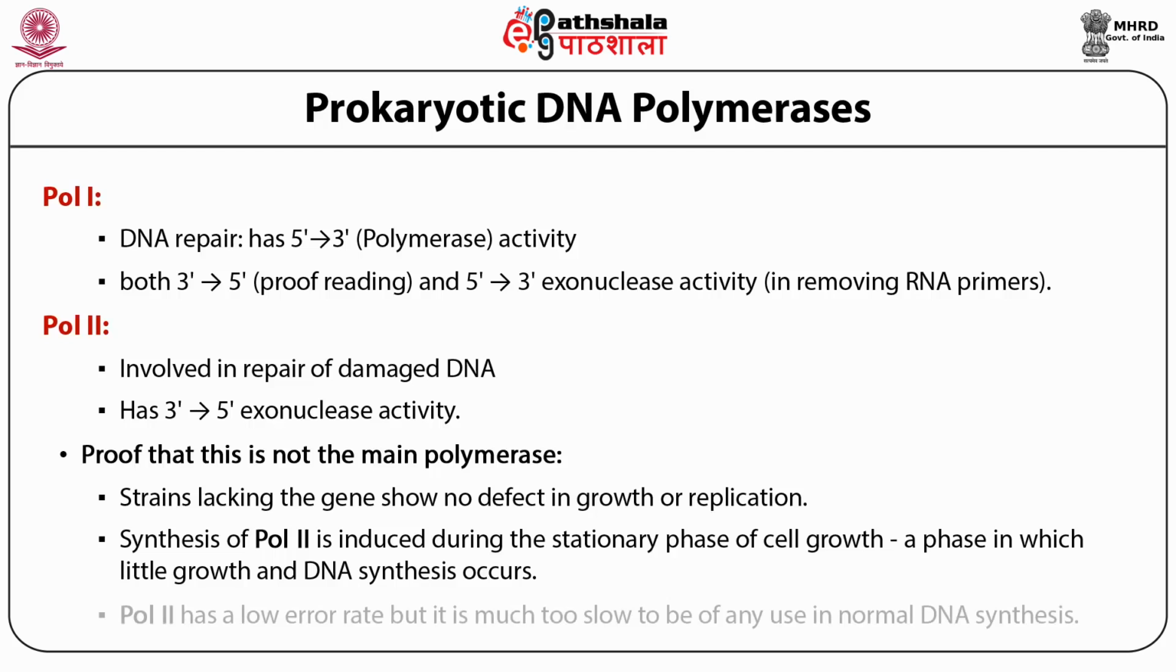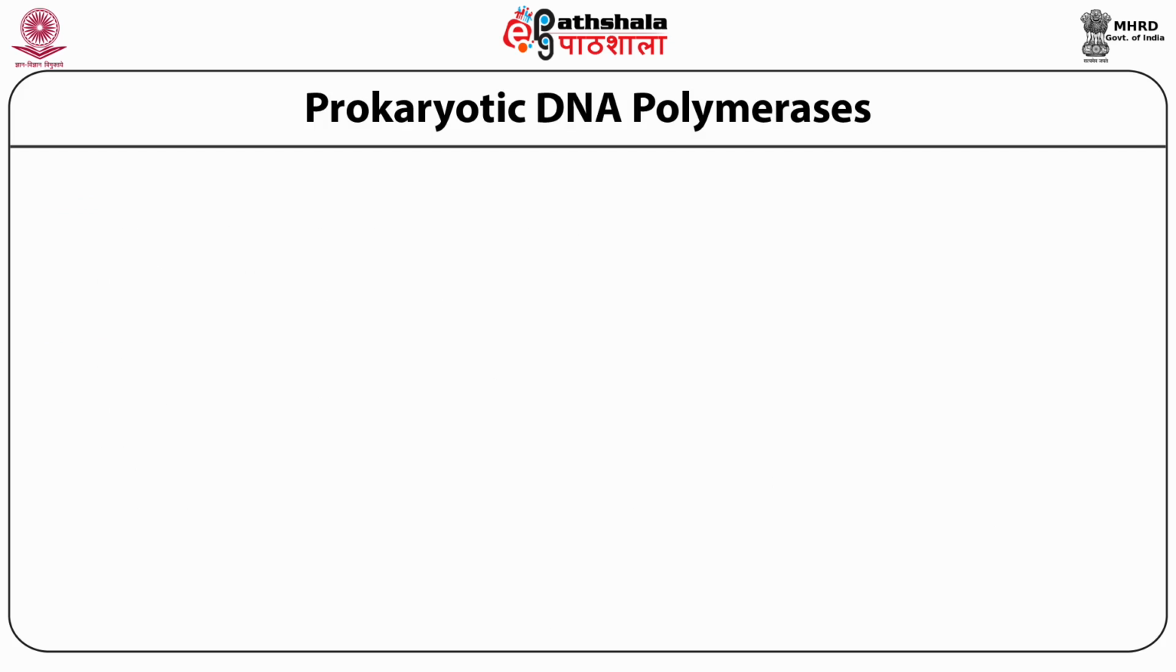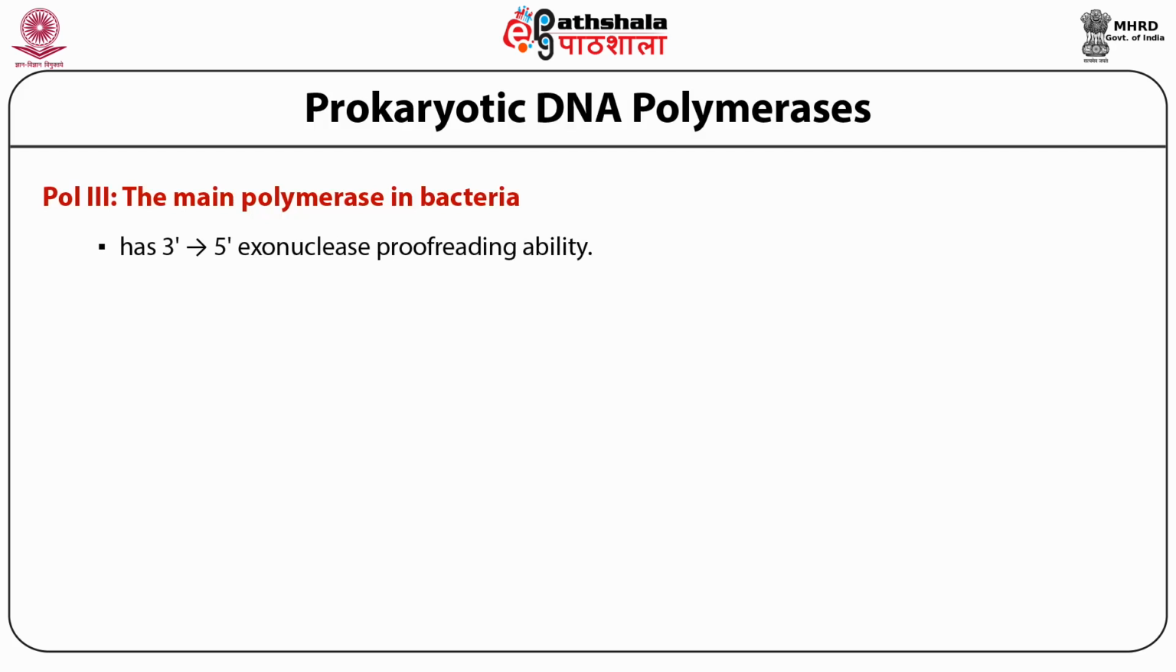Finally, although DNA polymerase 2 has a very low error rate, it is very slow to be of any use in normal DNA synthesis. Finally, scientists discovered the main replicating polymerase in bacteria, which is DNA polymerase 3. Now, it also has a 3' to 5' exonuclease activity which helps in proofreading. It also has 5' to 3' polymerase activity, and this is the principal replicative enzyme.